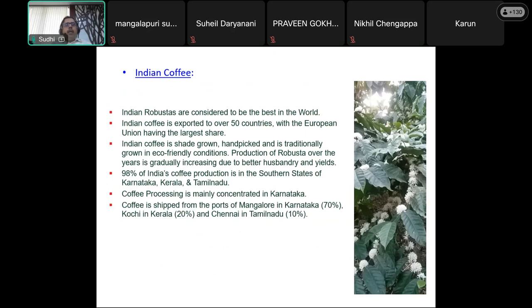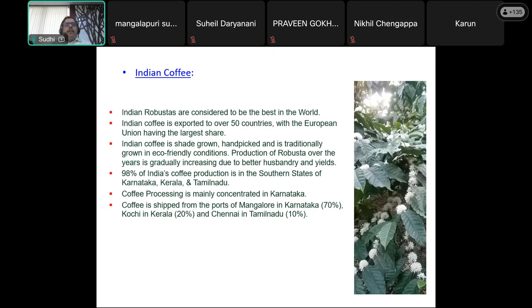If you look at the spread of the market, and look back at the data available with the Coffee Board, we export to more than 50 countries, with the European Union having the largest share. So Indian coffee is not consumed in one specific area or region, but in more than 50 countries.